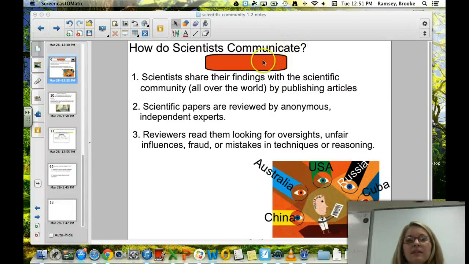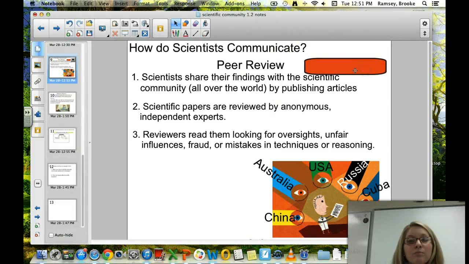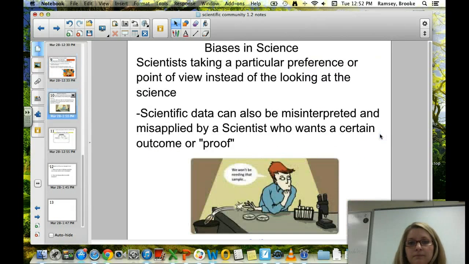So next we're going to see how scientists communicate with each other through peer review. My father-in-law is a scientist of chemistry, and he'll conduct research, find observations and data that are important in his field, and publish them in articles. Well, he's not done from there. Other experts in his respective field of chemistry will review them anonymously, and what those researchers are looking for are oversights, unfair influences, fraud, mistakes in lab techniques, or even reasoning in research. They can also be looking for bias represented in research.